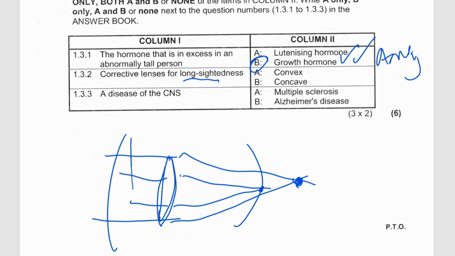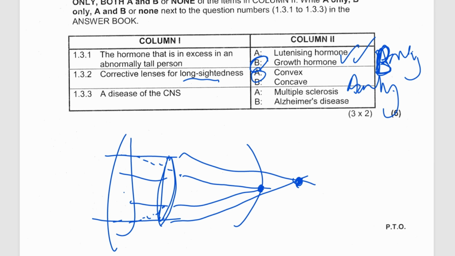So how do I correct it? I have to put on a convex lens, so that this light can be converged before it reaches here. By the time it reaches here, it will be able to be focused onto the retina. So basically it is a convex lens. So the answer is A only. Oh, here I said B only. Why did I say A? This is B only, then this is A only.